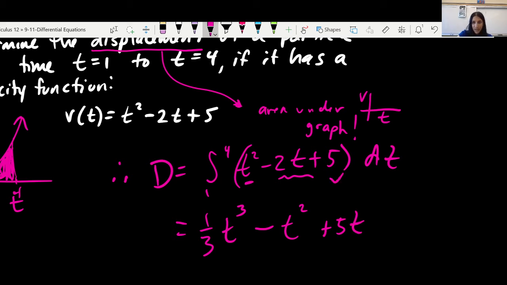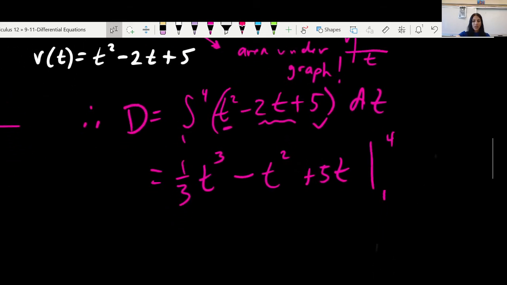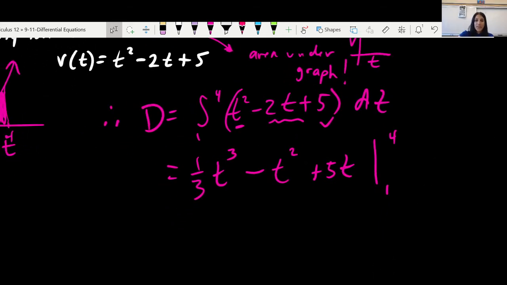And then I know that I'm looking for from 1 to 4 because of the intervals that were given to me. It says from time t equals 1 to t equals 4. That's how I know this. And so we go through the same old process.